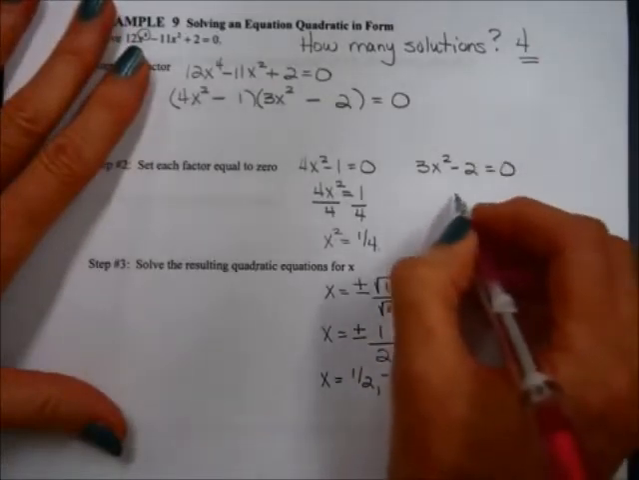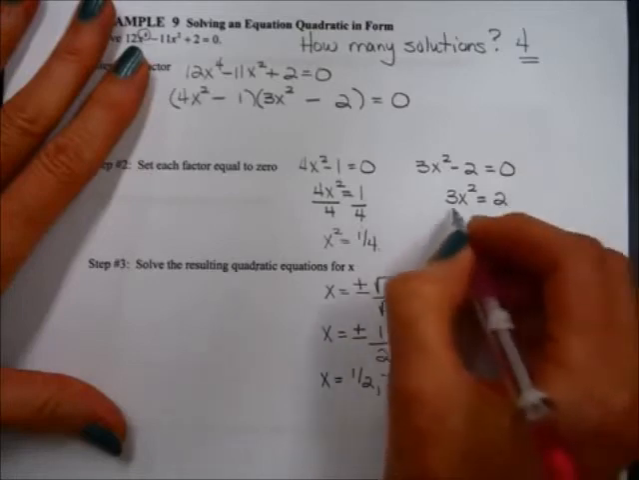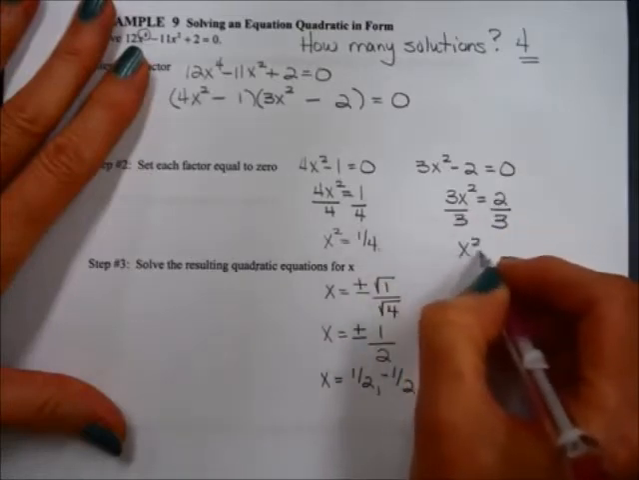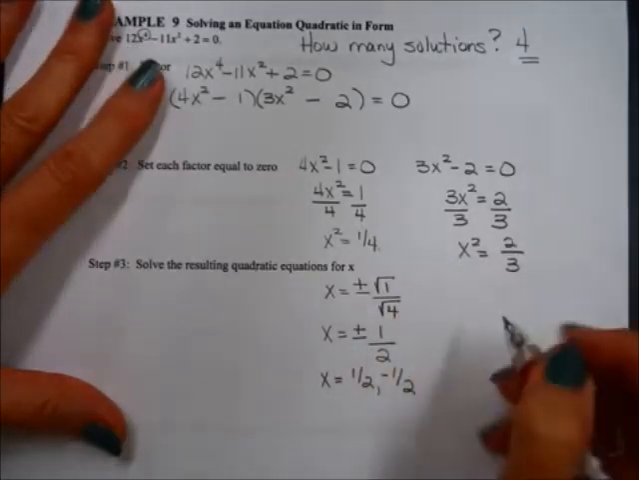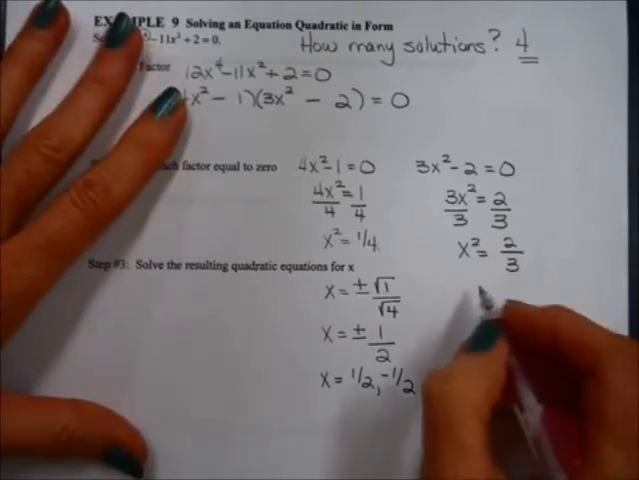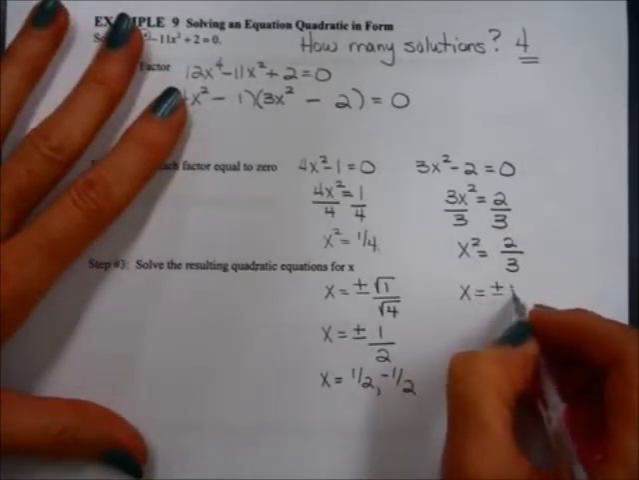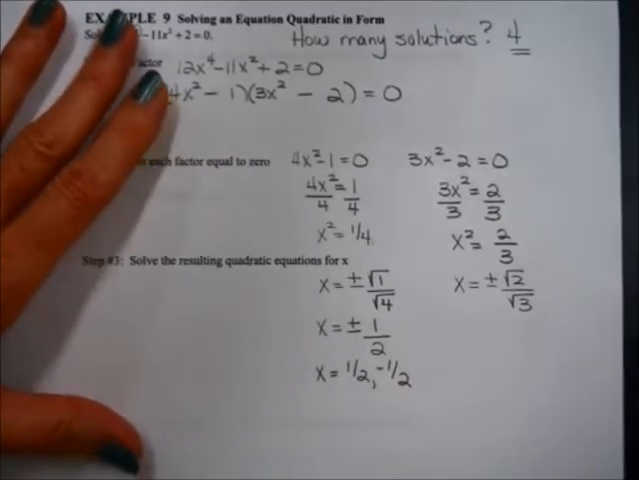Square root property, add your 2. 3x squared is equal to 2. Divide both sides by 3. So x squared is equal to 2 over 3. Your square root property, x is equal to plus or minus the square root of 2 over the square root of 3.